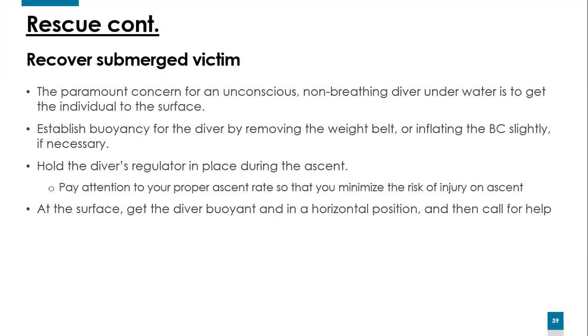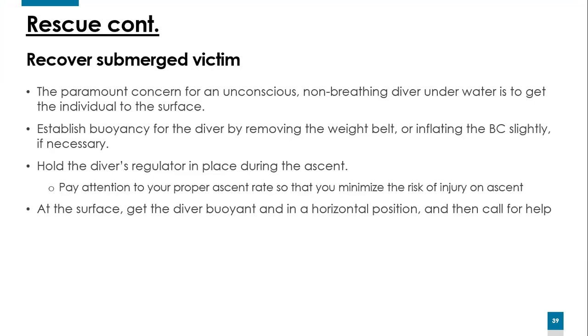All right, some steps to recover a submerged victim. The concern here is to actually get the victim to the surface. So what you want to do is establish buoyancy for the diver by ditching their weight. Only inflate the BC if necessary. As we know, as the diver ascends, air expands in the BC, and at that point it could be an uncontrolled ascent. So be mindful of that by covering the diver's pressure inflator hose.